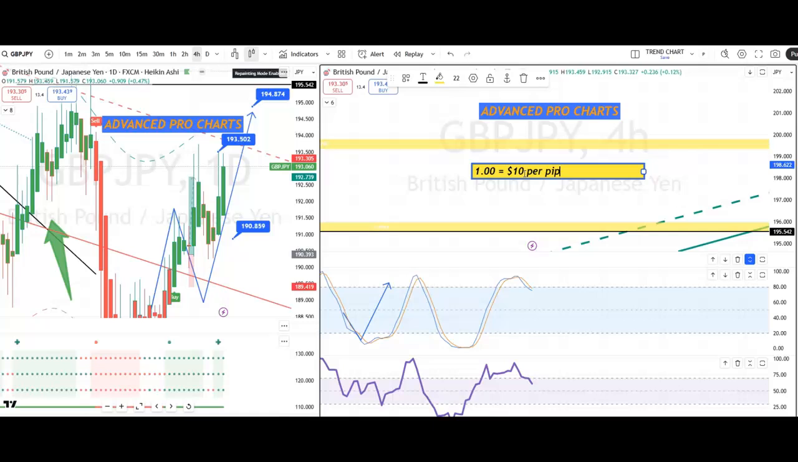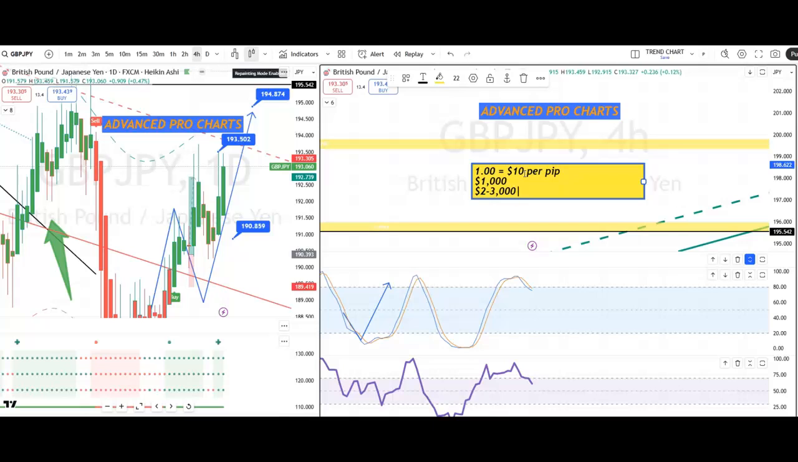Okay, and you're going to risk 100 pips, so you're going to risk $1,000 to make $2,000 to $3,000. Okay, that's your risk to reward. That's how you play it normally.